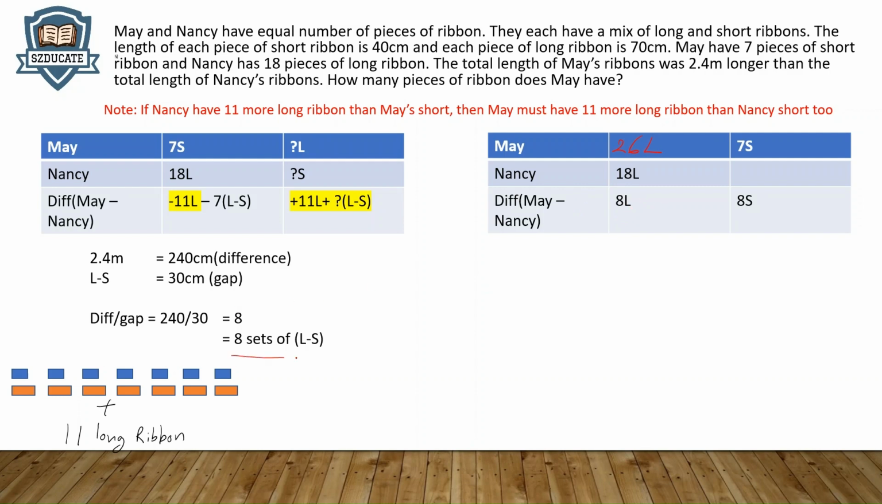We get it from here. 8 sets of long short gap. Or packet. I call this one packet. One packet of one long and one short ribbon. So we have 8 packets of long, 8 packets of short. So 8 packets of long belong here, 8 packets of short belong here. Actually, you can call this a minus. Why? Because Nancy will have more. Yes. So how much more does Nancy have? How to get minus 8? I must minus 15. So if I take 7 minus 15, I will get minus 8.